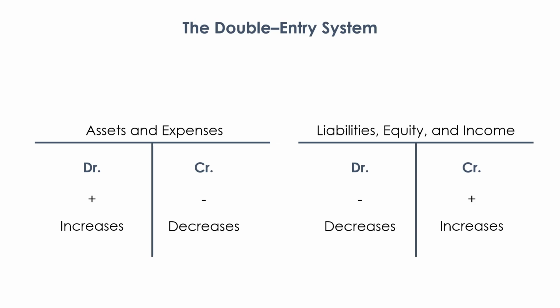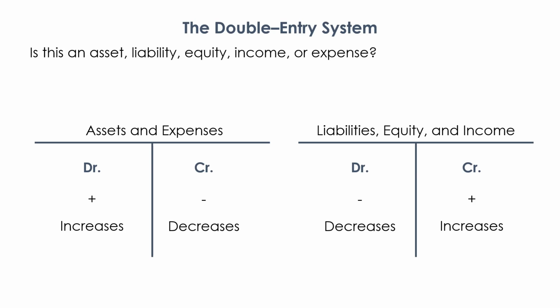Think of it like this. For each type of account, we ask ourselves two questions. Is this an asset, liability, equity, income, or expense? And is it going up or down? Once we know that, the rules are straightforward and consistent.